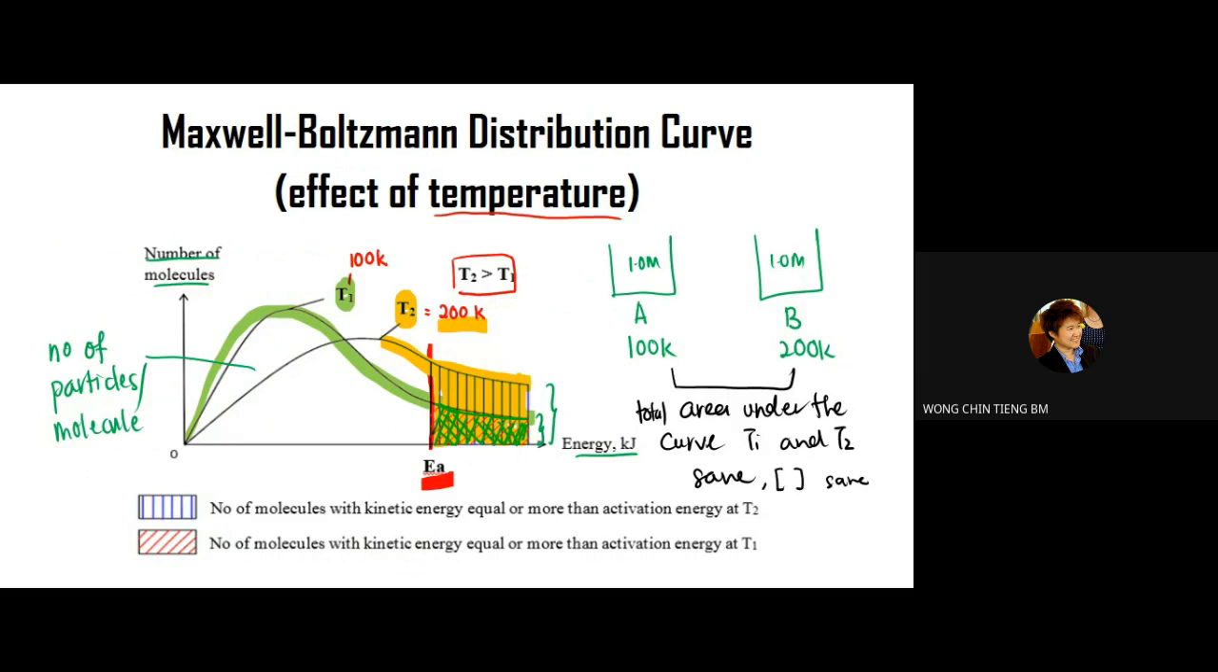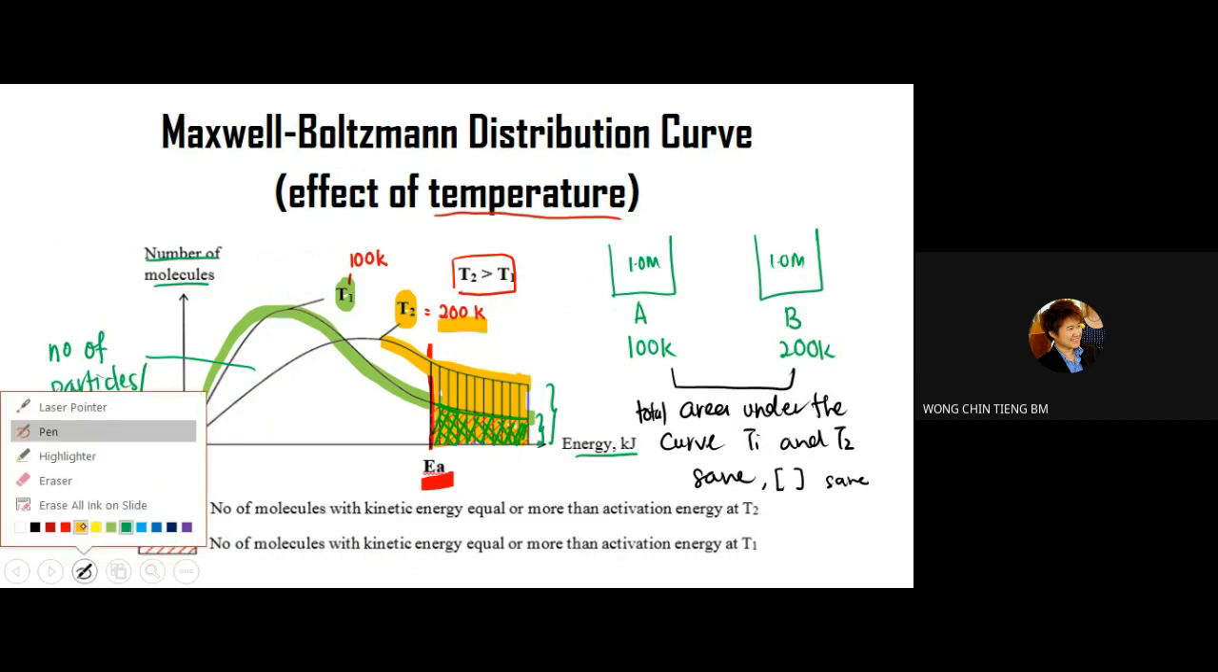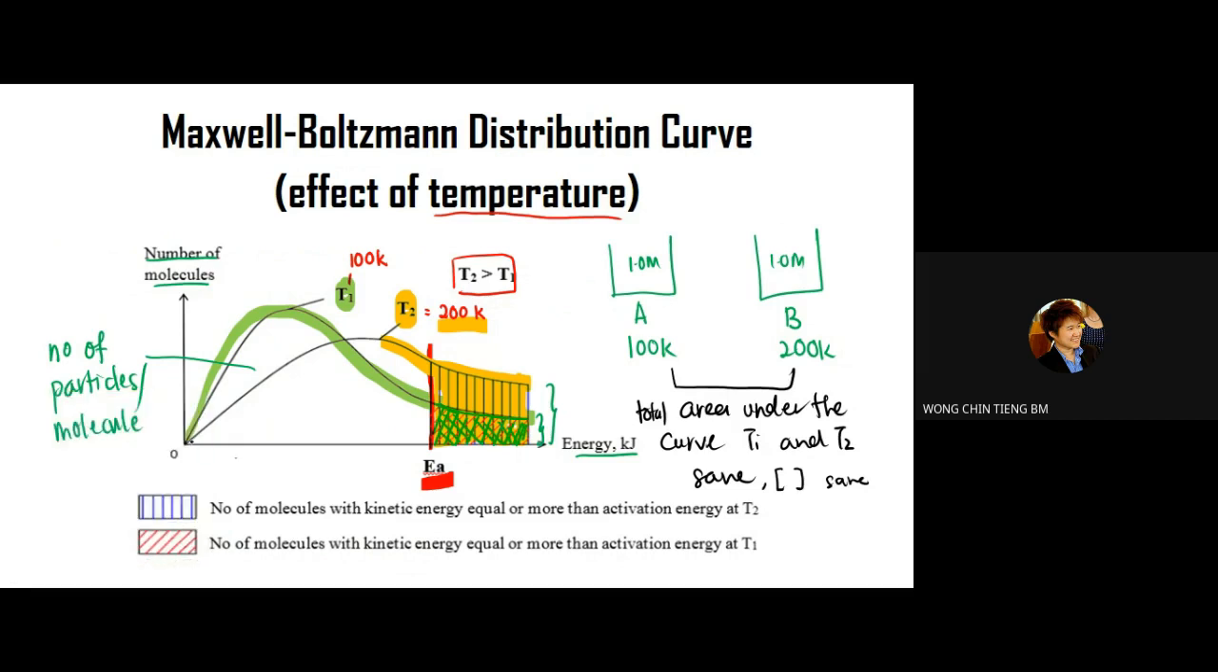Okay, so where we are? Okay, so in the Maxwell-Boltzmann distribution curve, what are we distributing? We are distributing the particles with the kinetic energy. Energy kat sini paling rendah, betul? Rendah, energy rendah kat sini sikit lah. Kat sini, tengah-tengah. Peak tengah-tengah.